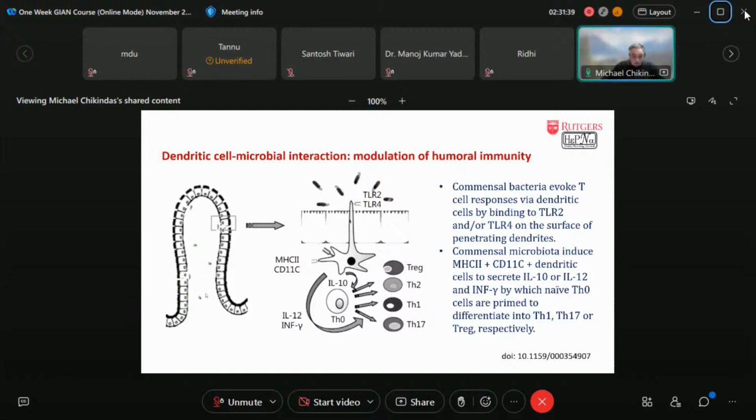And the commensal microorganisms can also induce the MHC2, CD11, and dendritic cells to secrete interleukin 10, 12, and interferon gamma. And through this way, the naive Th0 cells are primed and they're differentiating to Th1, Th2, Th17, and Treg respectively. So you can see how the microorganisms that are resident to the human body can actually modulate the immune system.